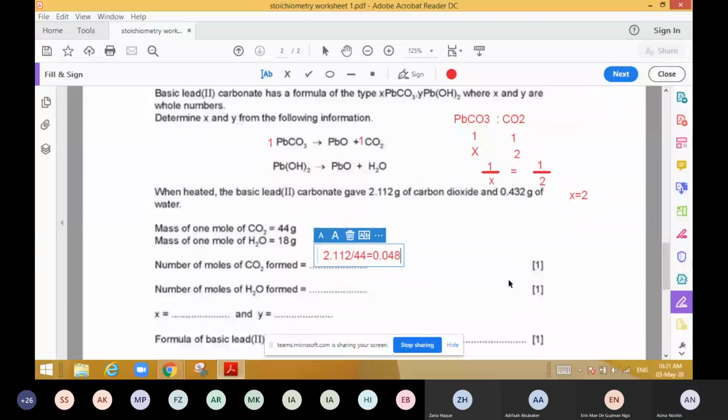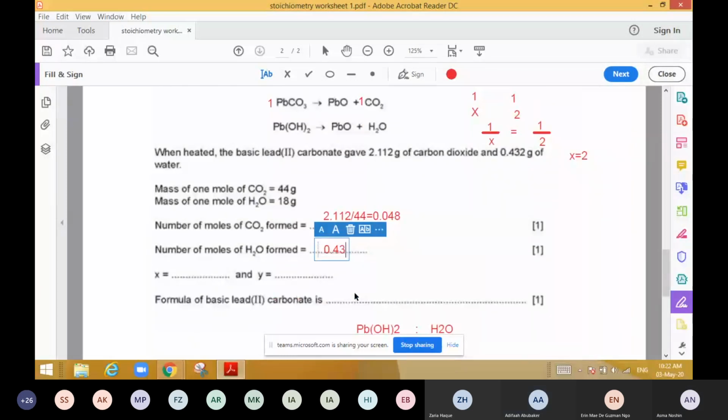0.048. What about over here? What do we have? 0.432 divided by 18. Divided by 18. Okay. So what will be our answer over here? 0.024. Okay. 0.024. We got the answers, yes?